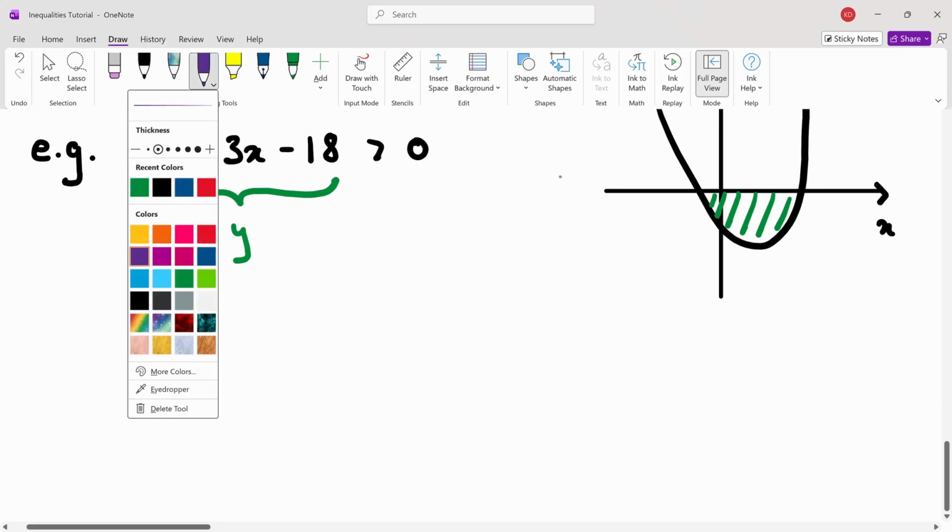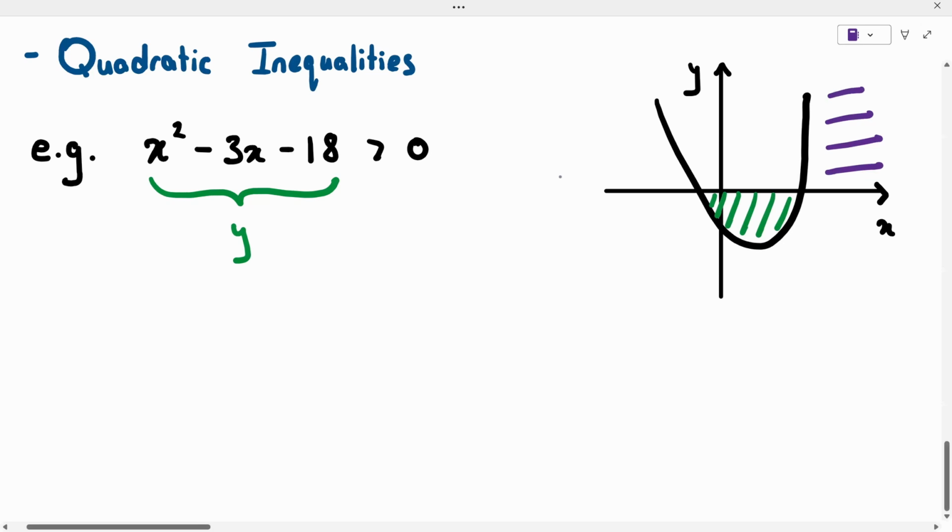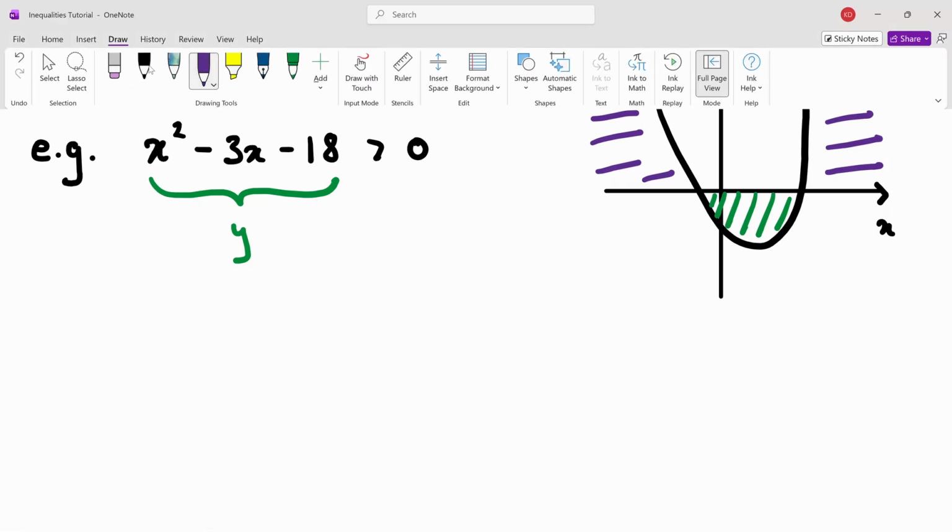And this purple region here is the values of x which make y greater than 0. So to solve this inequality, we need to find the purple region, because that is the region that makes y greater than 0. Or in other words, that is the region that has the values of x which make this statement true. So how do we find this region?